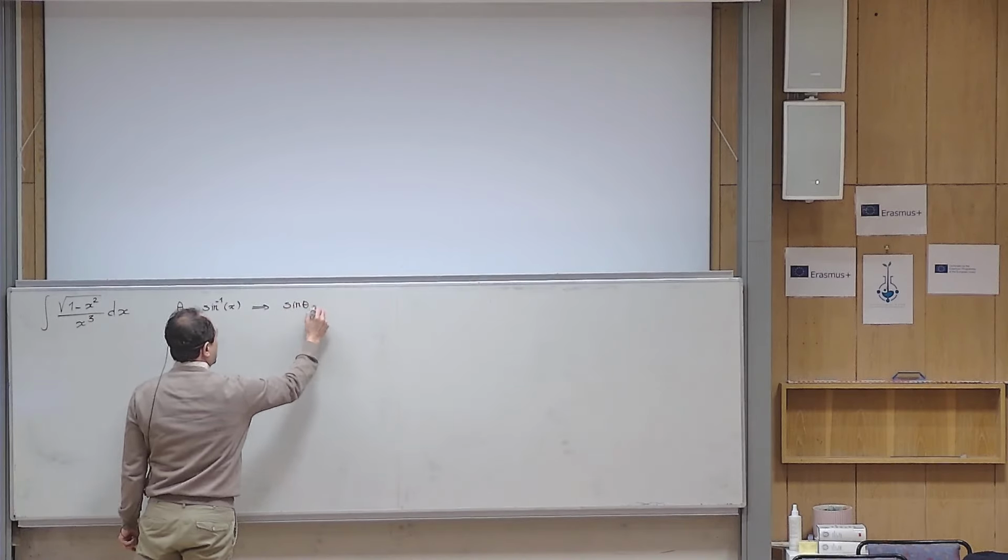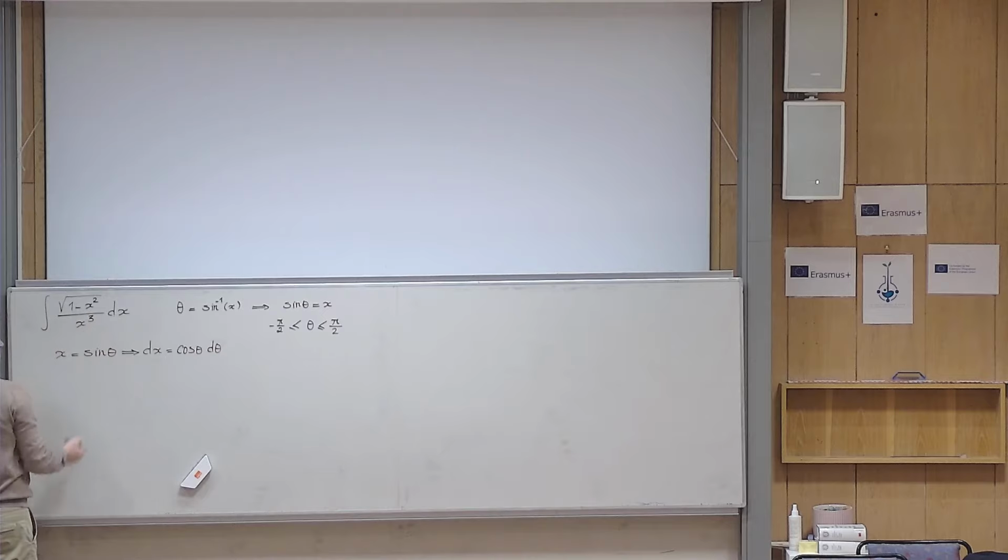Okay, but when I introduce a variable, I have to rewrite my integral in terms of only this new variable theta. So to do this, I need dx. That's simple, because x is equal to sine theta. This means that dx is the derivative of sine theta, which is cosine theta, multiplied by d theta. And I have to rewrite everything in terms of theta, yes?